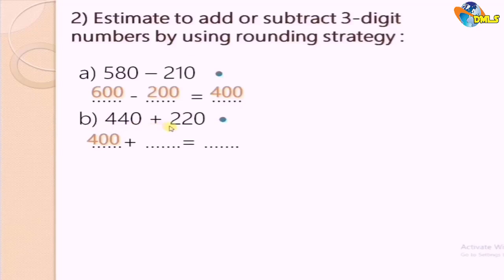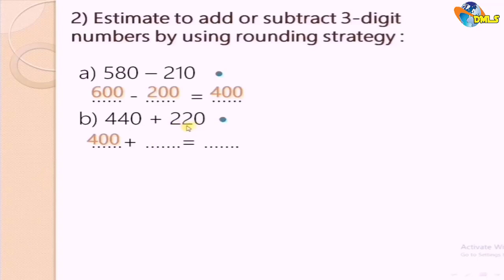440 plus 220. Of course, we will round each number by itself, then we will add the two numbers after rounding. The first number is 440, a 3-digit number. When we round to the nearest hundred, we look at the tens digit. The tens digit here is 4. 4 is a weak digit. So for 440, we round it down to be 400.